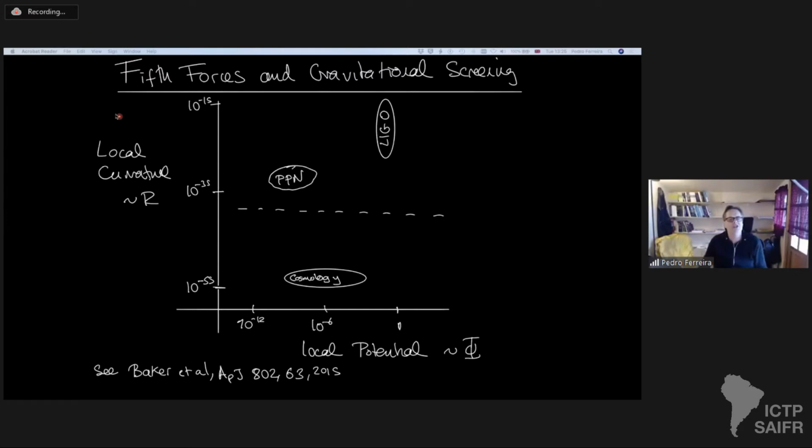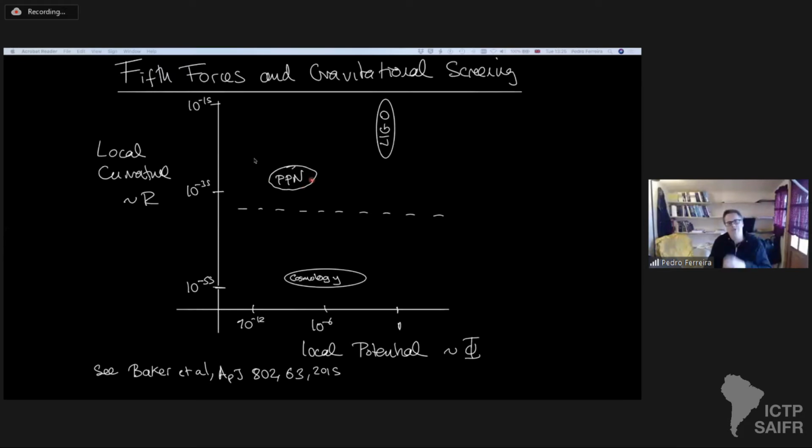As I mentioned in the introduction, this is an interesting plot, so before I say anything, let me just explain what this plot is. On the x-axis, I have the local gravitational potential of a system. And on the y-axis, I have the local curvature of a system. What I'm putting down here very schematically, and there's a much more detailed plot of this in this paper that I have down here, I'm laying down different regimes where gravity is tested.